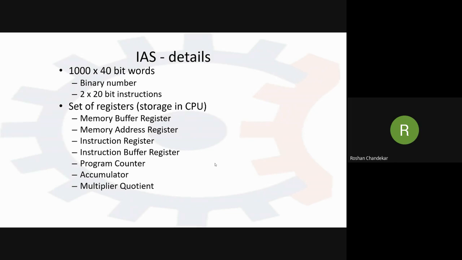Instruction buffer register, program counter is there. The program counter is used to point out the next instruction. While we are executing the current instruction, the program counter is pointing out the next instruction in my memory. Then there is the accumulator. The accumulator is a register where we store the result of data.